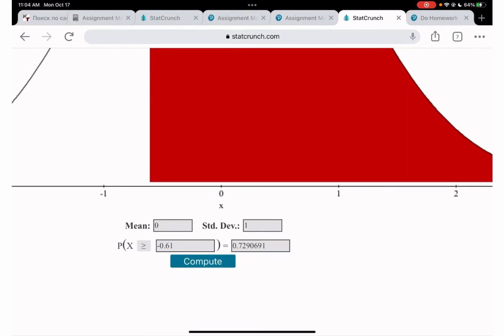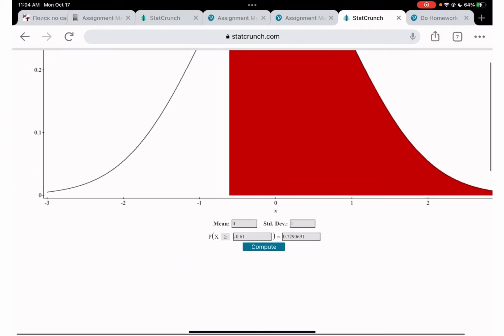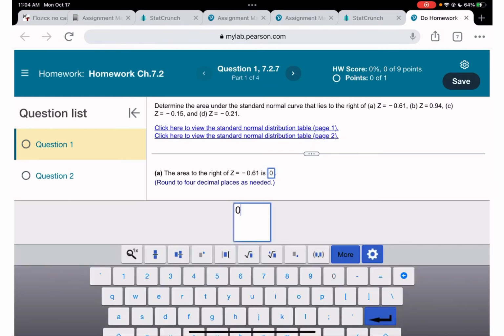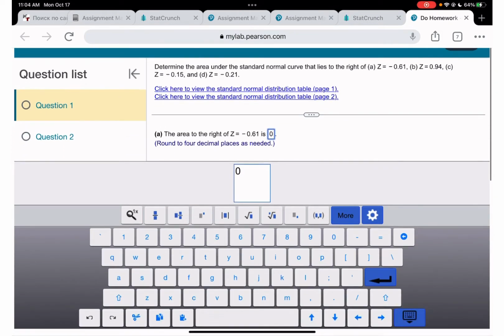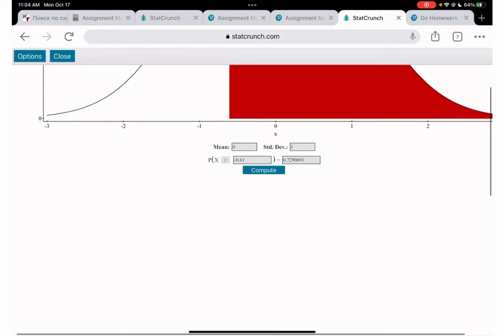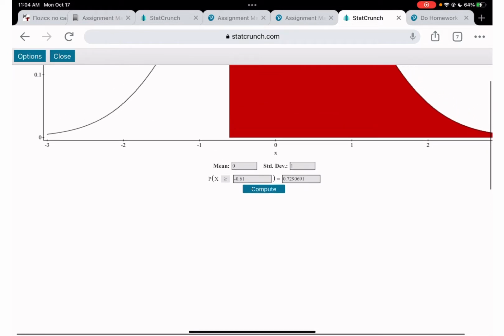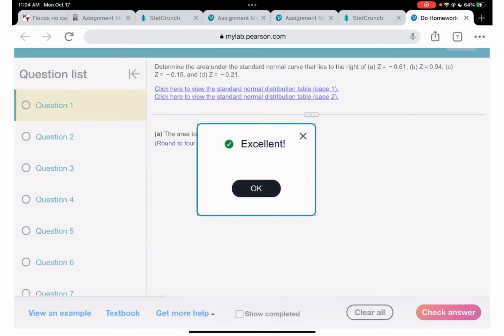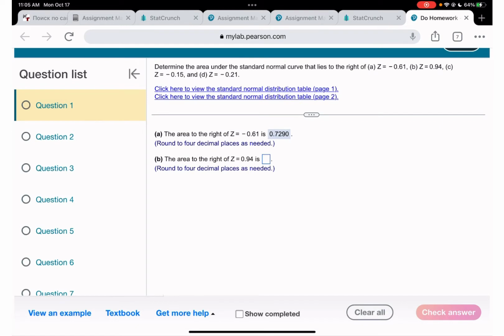And the answer is, how many decimals do we have to keep? I think 4 decimals, 0.7290. Yeah, 4 decimals. 0.7290. Bingo. Okay. Next one.